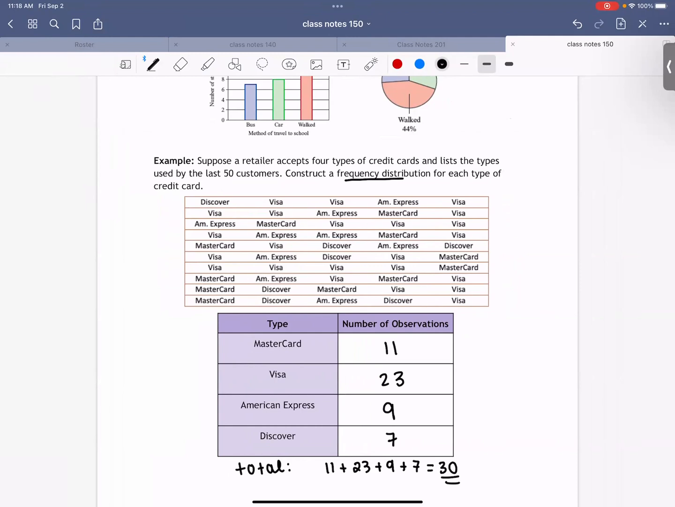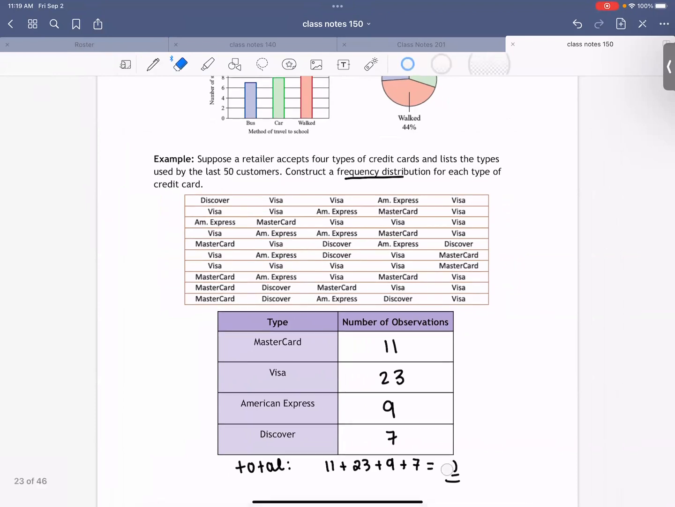Oh, what was your question? Yes. Wow. I was so confident when I said that. Thank you so much. Okay, yes, there are 50 observations. So even if you aren't given that there's 50 customers and you're not even given the data, you can still find the total based on this tally chart.